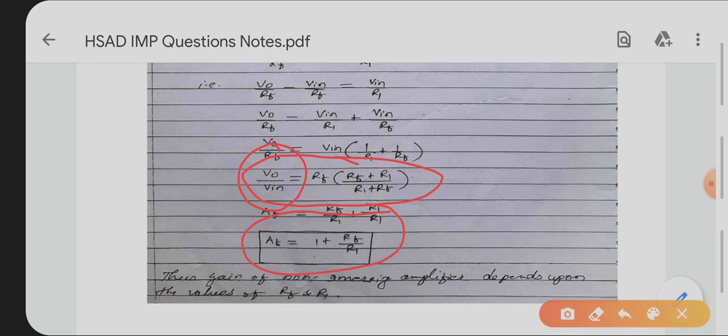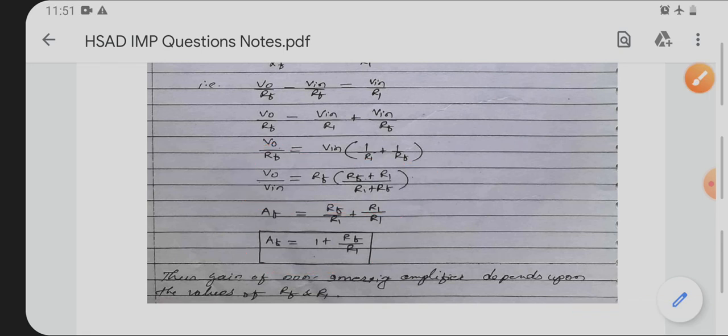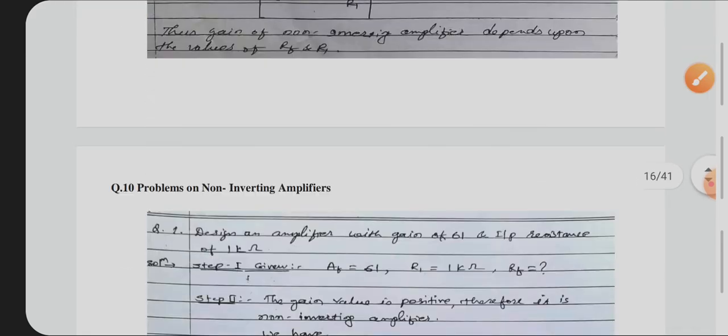The gain of the closed loop non-inverting amplifier is equal to 1 plus RF by R1. What is the equation for the gain of the inverting amplifier? AF is equal to minus RF by R1, that is for the inverting amplifier, and the gain equation for the non-inverting amplifier is AF is equal to 1 plus RF by R1. Okay, so this is about the non-inverting amplifier. As you can see, there is no sign change, right? Whatever may be the input, there is no negative sign in the gain equation. That means the gain of the non-inverting amplifier depends on the values of RF and R1, and there is no change in the sign. That means there is no phase shift.